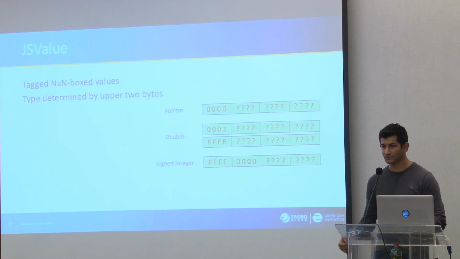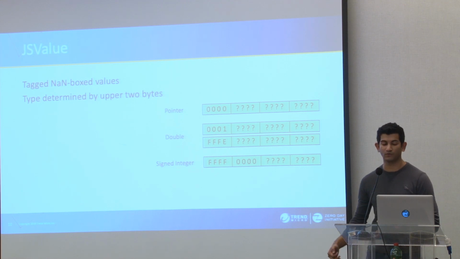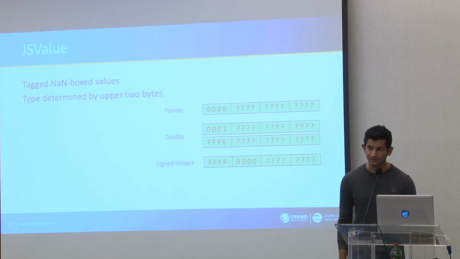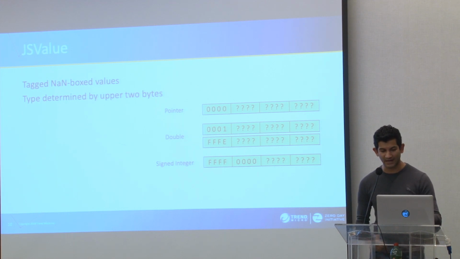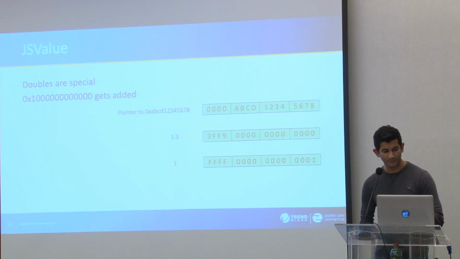And then if the upper 2 bytes are anywhere from 0001 to FFFE, then the entire thing can be treated as a double. Doubles are kind of special in the way that they have to be handled, and that's specifically because this very large value has to be added to it. The reason that value has to be added to it is because there are double values that can look like pointers, and that fact alone is what makes a lot of these bugs very exploitable.